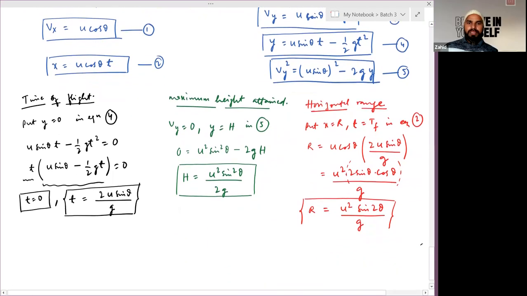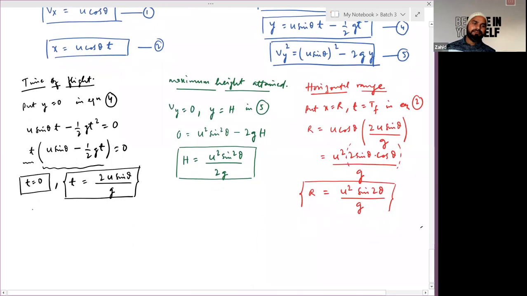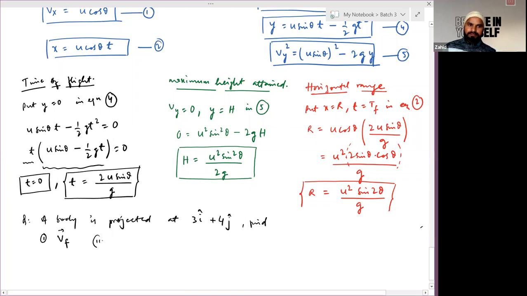Now I'm giving you a problem related to this. Body is projected at 3i plus 4j. Find first final velocity, second angle of projection, third initial velocity, and fourth range.